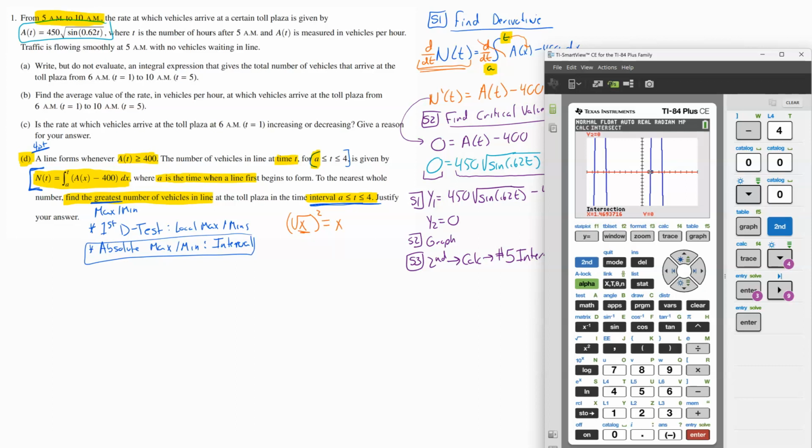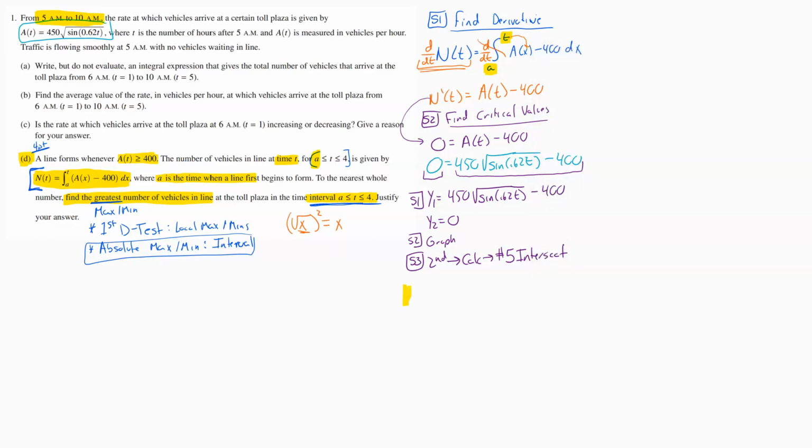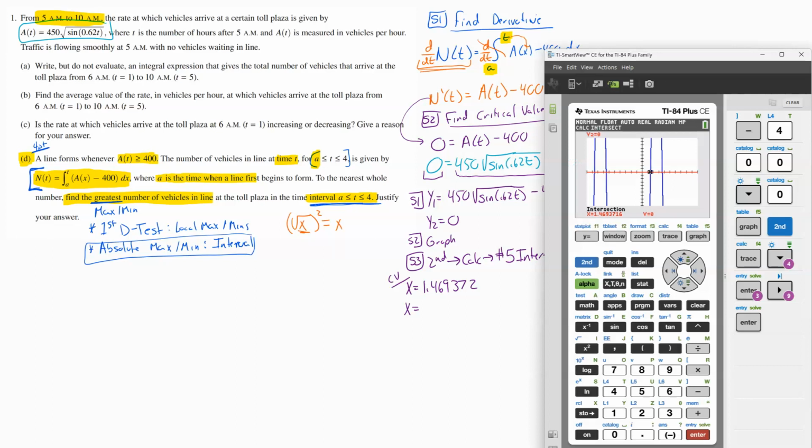So in here, oftentimes when you're doing this work, they like you to take it out to 6 decimal points. How wonderful. So this would be x equals 1.469372. That's going to be our first critical value right there. And then we'll go find that other critical value by just repeating that process in the calculator.